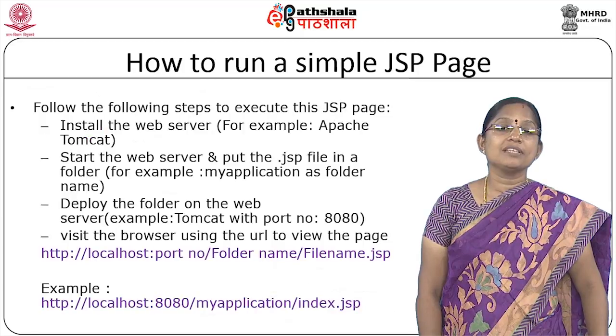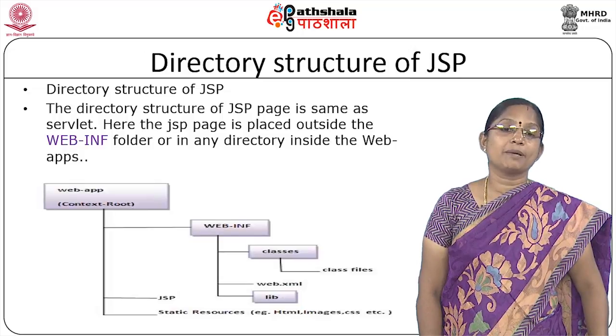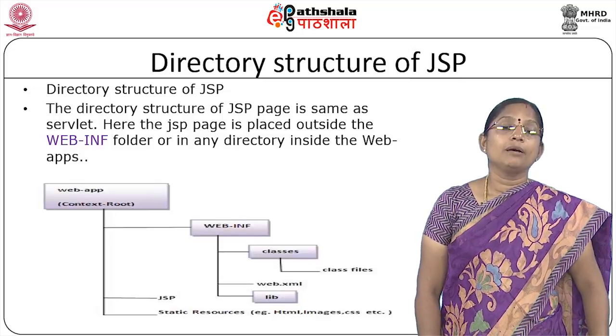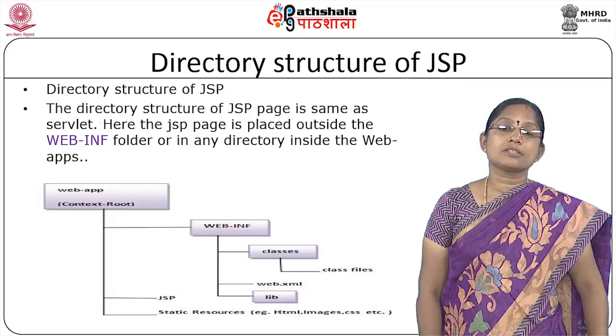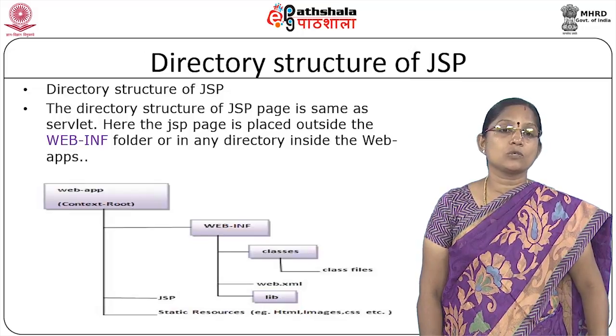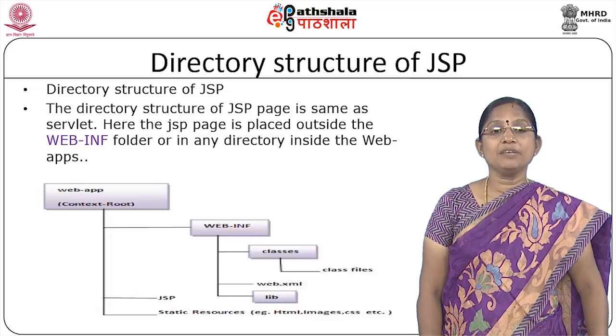In the previous example, we assumed it is called My Application. Let us place this My Application folder in the webapps directory. Inside the My Application folder, the JSP file can be placed. Apart from that, static resources such as HTML and images can also be placed in the webapps directory. So this is the directory structure we are going to use for JSP with respect to Tomcat.